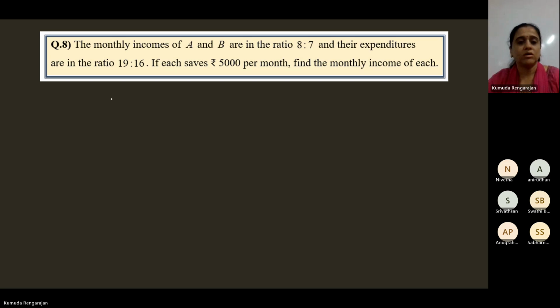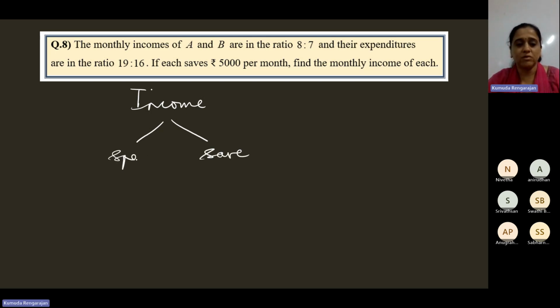So what is expenditure? Okay. What's the total money you have called income, right? Income. Now you can do two things with it. You can save or you can spend, or you do both. Right? Your income, you will spend some portion of your income, you will save the rest of your income.